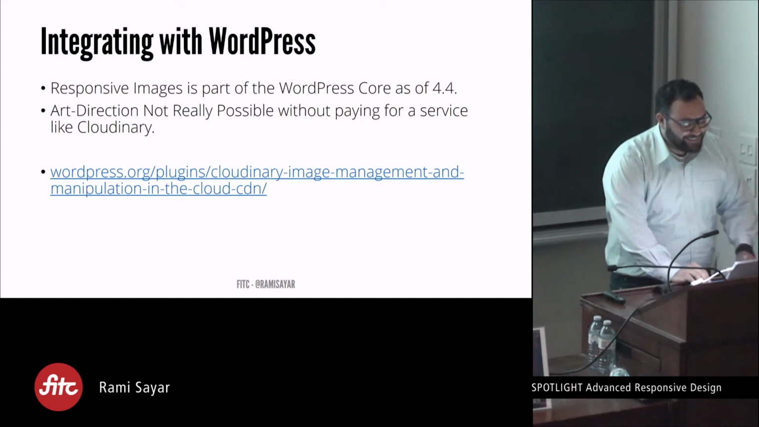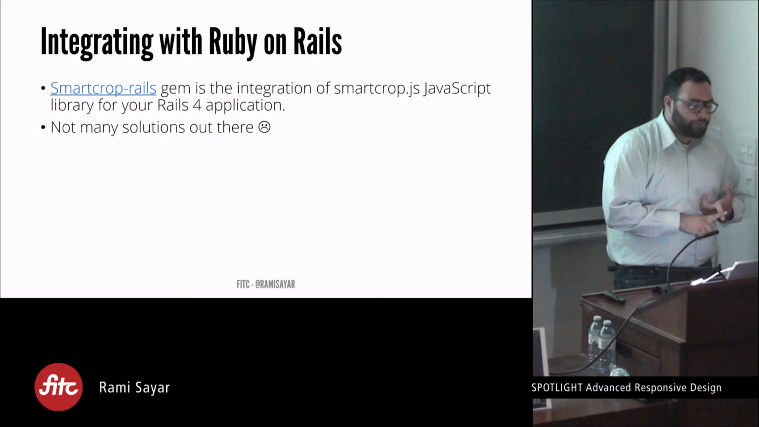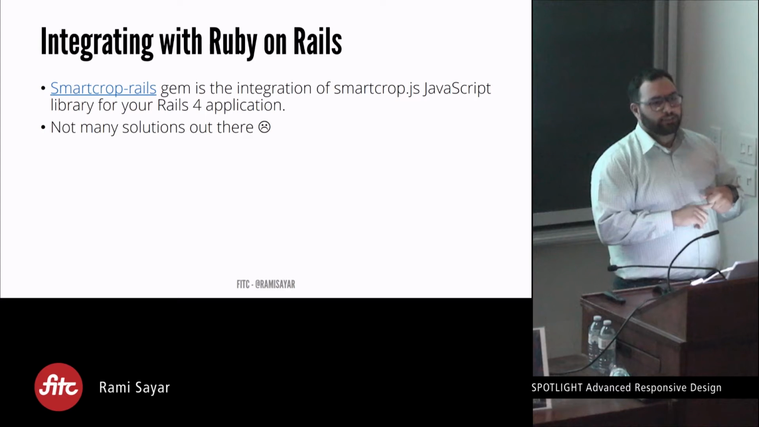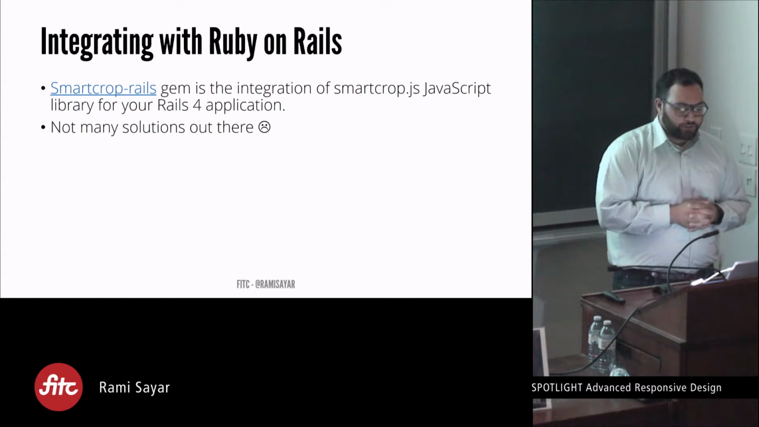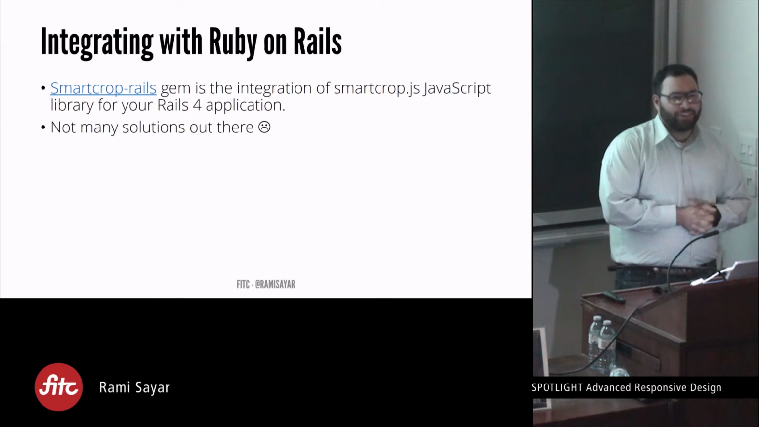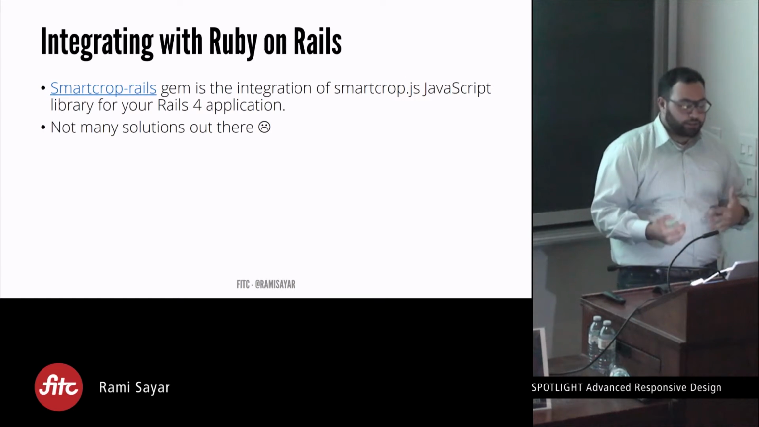The other thing, when it comes to Ruby on Rails, Smartcrop actually has a Rails gem, so you're able to integrate it into your Rails 4 application. But other than that, there are not many solutions out there to do art direction, unfortunately.